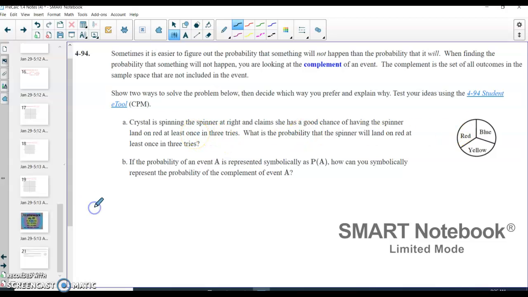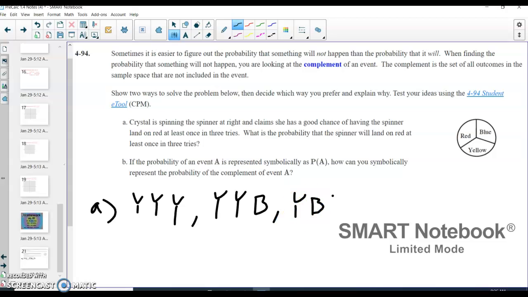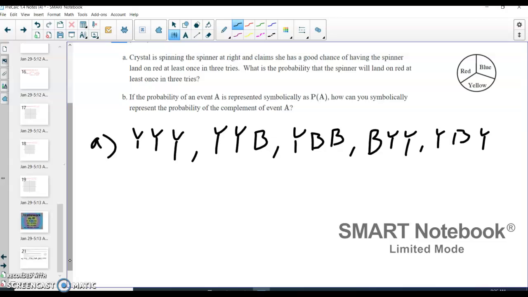With A here, one of these combinations that is not going to have a red in it would be yellow, yellow, yellow. That's the event that we have 3 yellows in a row. Another one could be yellow, yellow, blue. That doesn't have a red in it. We could have yellow, blue, blue. We could have blue, yellow, yellow. We could have yellow, blue, yellow. I'm just trying to figure out all these different combinations that do not include a red.